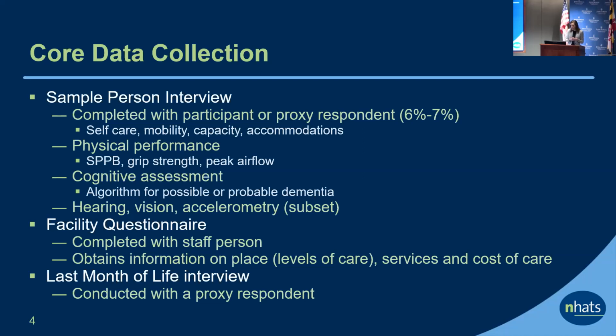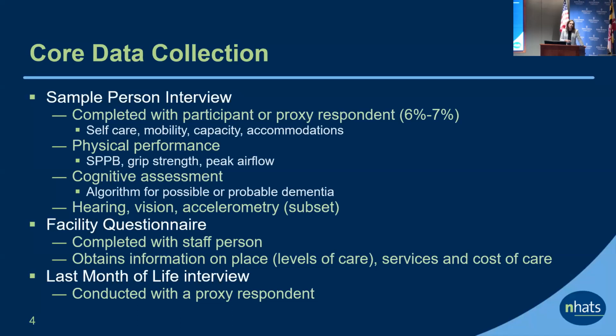We do some objective measurements of physical performance: the short physical performance battery, grip strength, and a peak airflow test. We do cognitive assessments, both objective and iPad based, and we have an algorithm for possible or probable dementia. And then in 2021, we added hearing, vision, and accelerometry in a subset. Hearing and vision are in everyone, an iPad-based assessment, and accelerometry in a subset of just under 800 people. We plan to expand that in the next grant cycle.